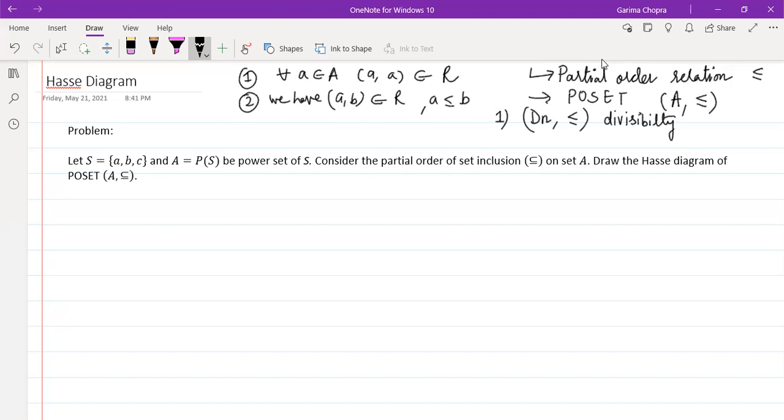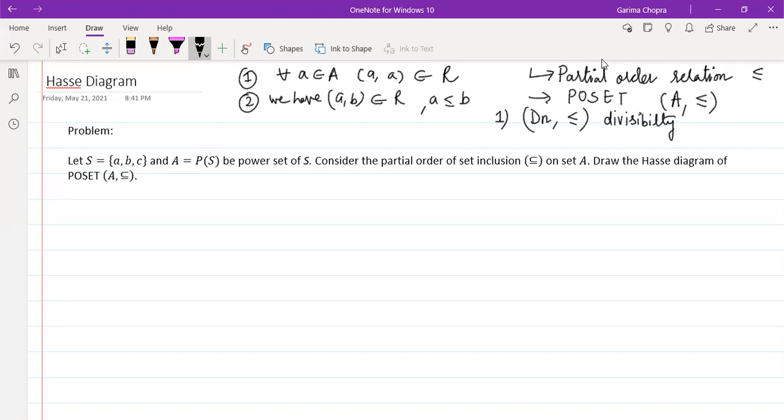Another point which we need to keep in mind while drawing the hash diagram is that for the ordered pairs which we are getting by the transitive property, we don't draw an edge in our hash diagram. If we are getting a path between two elements of the set A, moving in the upward direction, then it means that there is a relation between those two elements, that they are comparable.